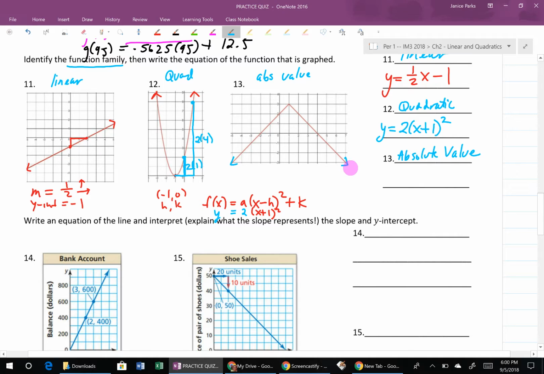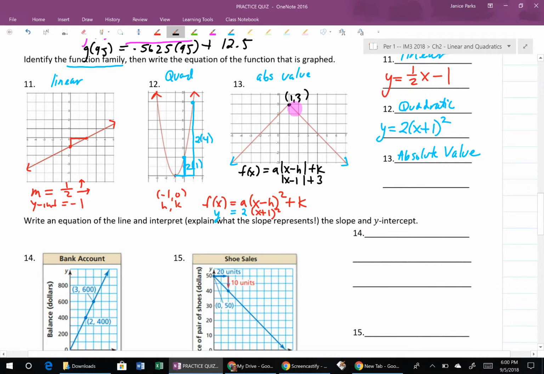For number 13, it's an absolute value. Again, in this case, f of x is a times x minus h. That's not in parentheses, it's an absolute value. In this case, the hk is 1, 3. That's the vertex. So this is going to be x minus 1 plus 3.